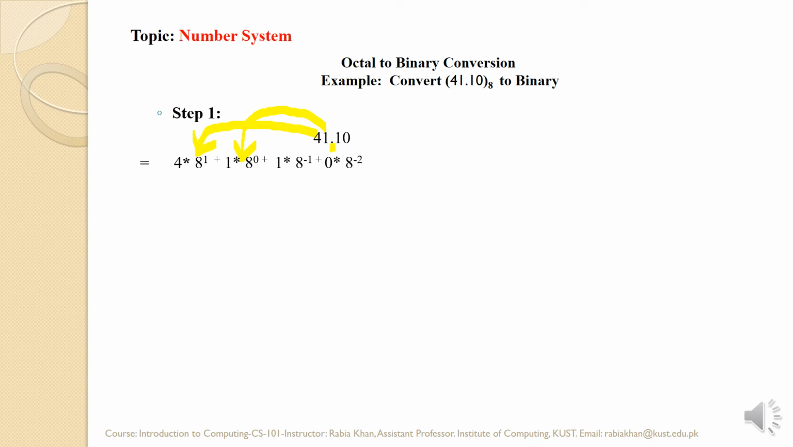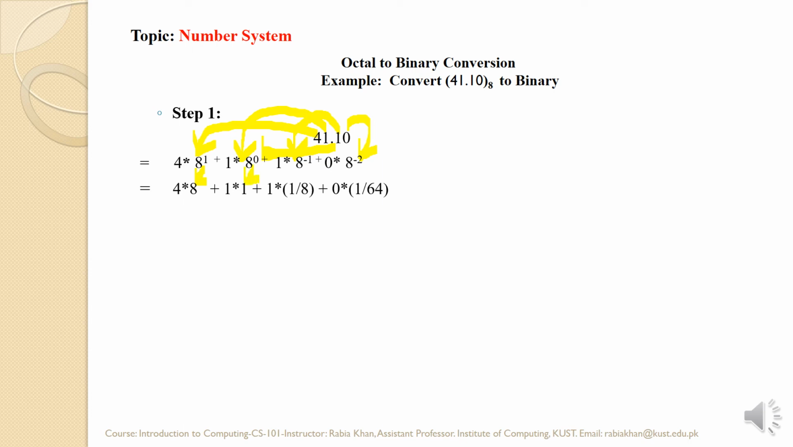We replace the point with plus. 1 is the first digit in the fractional part. It is multiplied by 8 and the power of 8 is minus 1. 0 is the second digit. It is multiplied by 8 and the power of 8 is minus 2. After clearing up the powers, these are the results. 8 raised to power 1 is 8 and 8 raised to power 0 is 1.